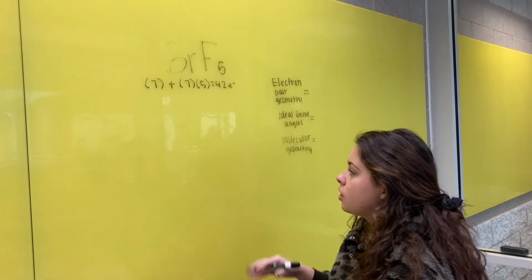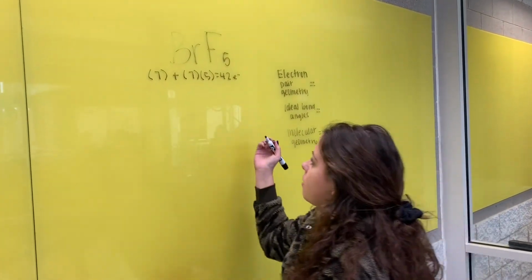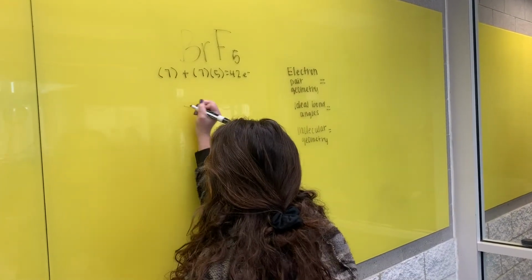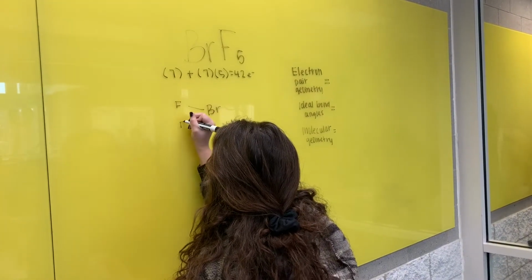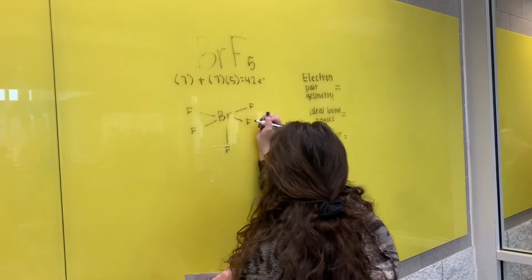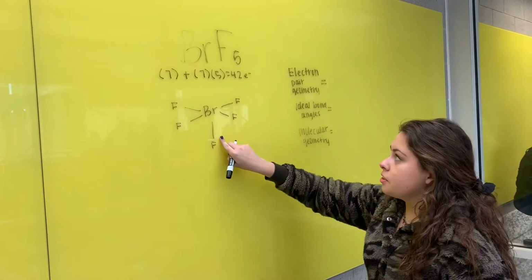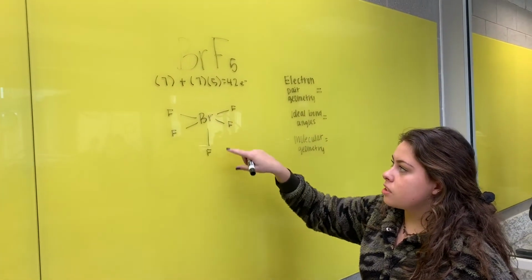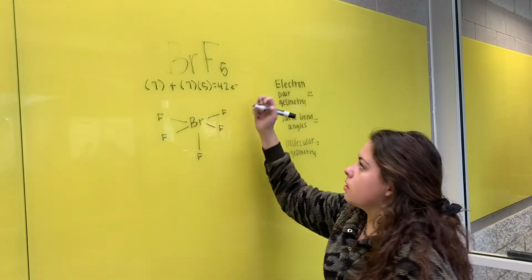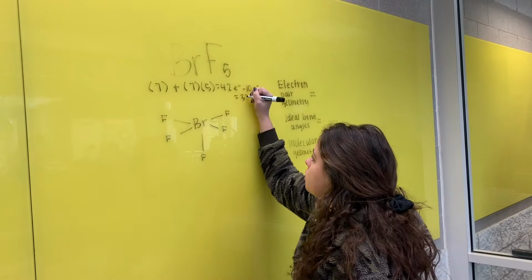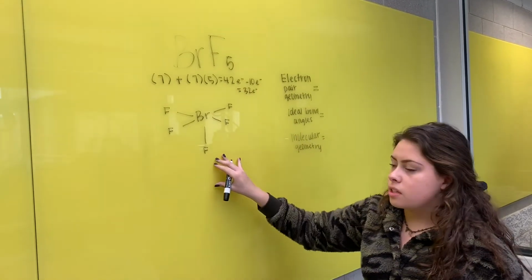When you're drawing the Lewis structure, you have to take the bromine and put it in the middle, and there are 5 fluorines, which can be drawn like this. And since each bond has 2 electrons in it, you subtract how many electrons there are. So there are 2, 4, 6, 8, 10 electrons. That leaves us with 32 electrons to fill the octet.